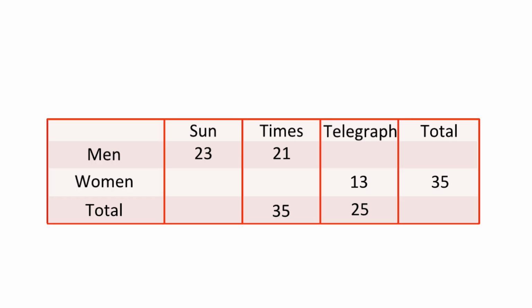For example, that 23 men read the Sun, 21 men read the Times. And in terms of the women, that 13 women read the Telegraph and 35 women were asked altogether what papers they read. And then if you look at the totals line on the bottom of the table, you see they've given us that 35 people read the Times newspaper and 25 people read the Telegraph.